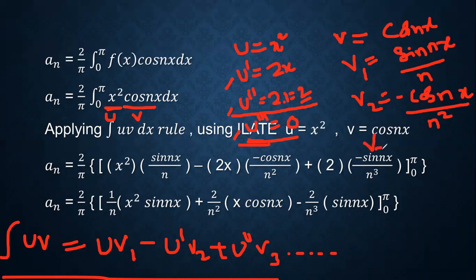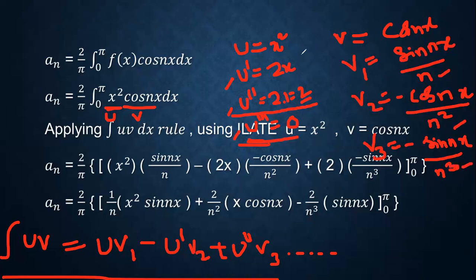Next is v3. v3 is equal to, the minus term is kept the same, integration of cos is again sin nx by n. Already we have n square in the denominator, so n square into n gives n cube. So for every integration, the n value is multiplied: first n, then n square, n cube, n power 4, and so on.